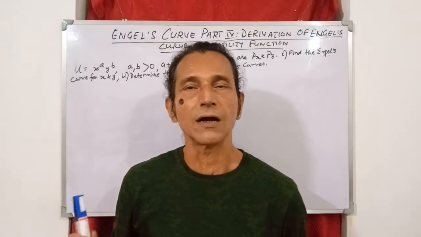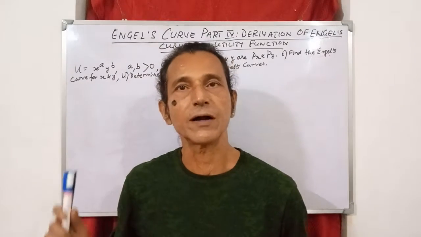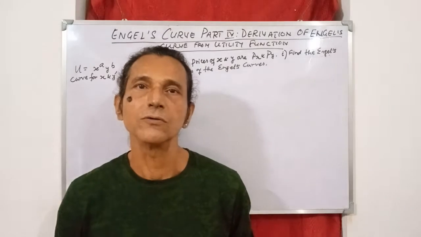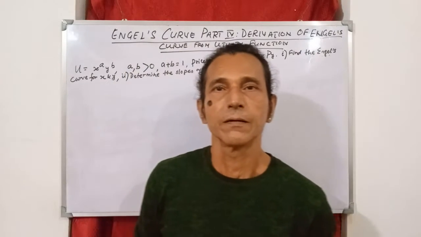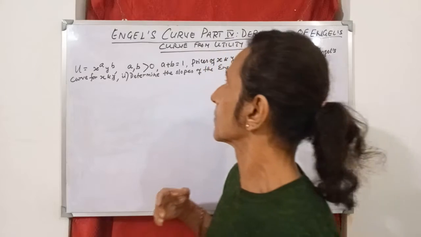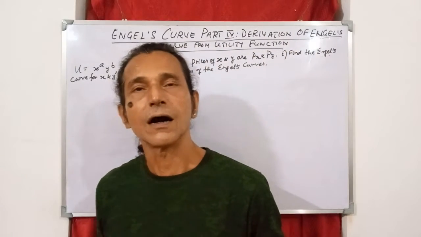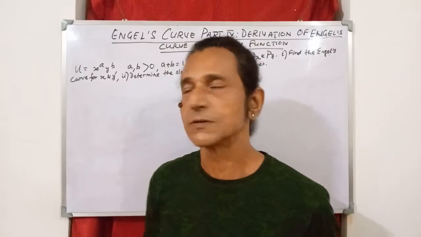In this episode, I will discuss Engel's curve. This is part 4 of Engel's curve. Here I will discuss how you could derive the Engel's curve from a given utility function, and how you could determine their slopes.